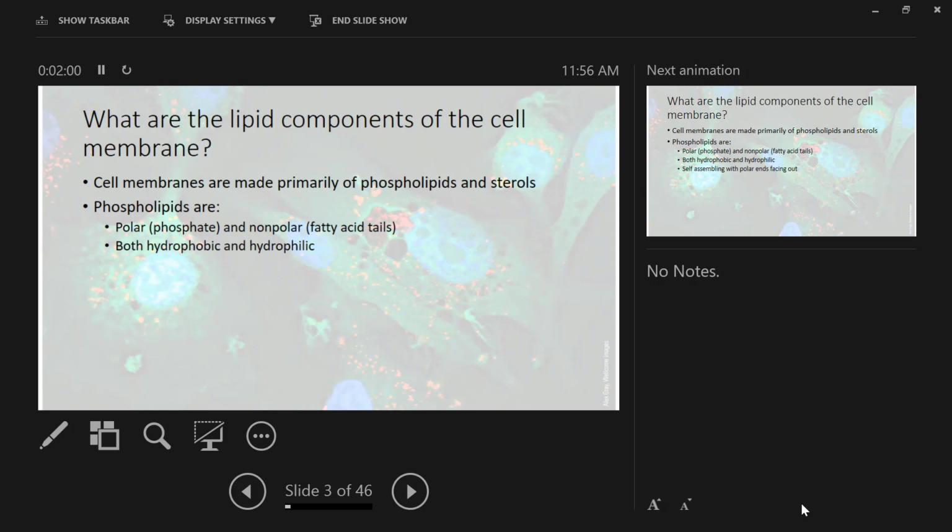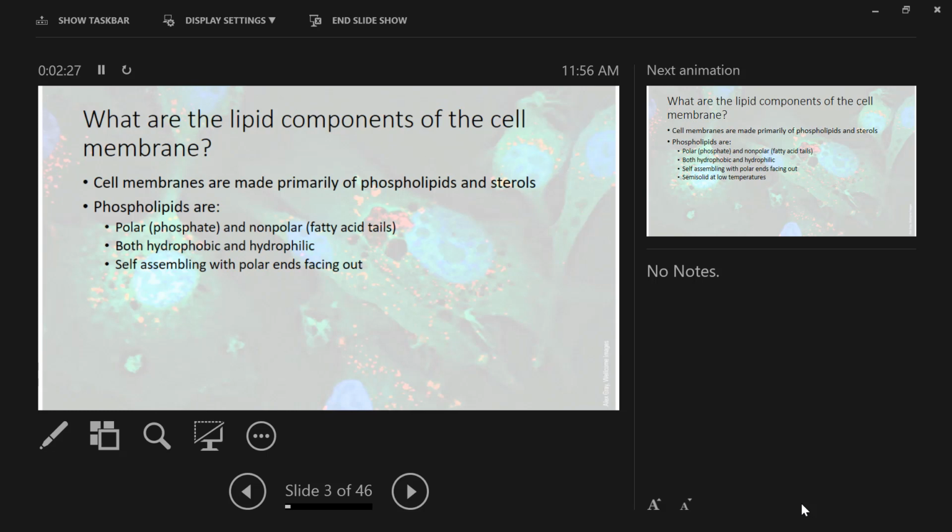Phospholipids are both hydrophilic and hydrophobic. Their polar end associates very well and very effectively with water. Their nonpolar fatty acid tails associate very poorly with water, but associate very well with nonpolar materials, like other fatty acid tails from other phospholipids. You also know after Wednesday that phospholipids are self-assembling.